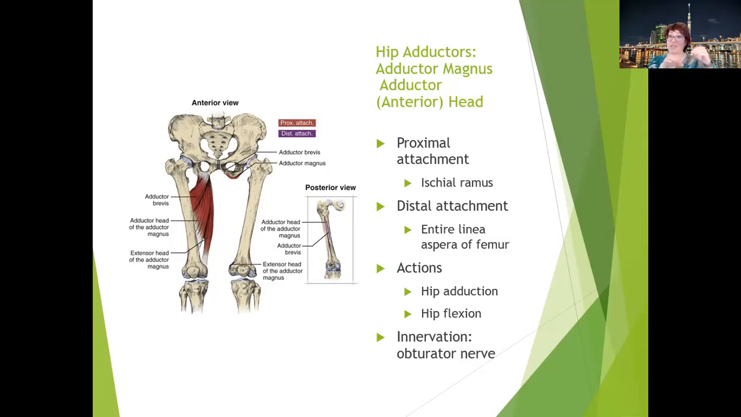So a little bit anterior to the extensor head, and its distal attachment is the entire linea aspera of the femur. So it attaches all along the linea aspera. That gives it its line of pull for hip flexion, and then it has that medial to lateral line of pull for hip adduction, and it's innervated by the obturator nerve. So you can see the adductor magnus, it's huge in hip function. It can do extension, it can do flexion, it can do adduction.